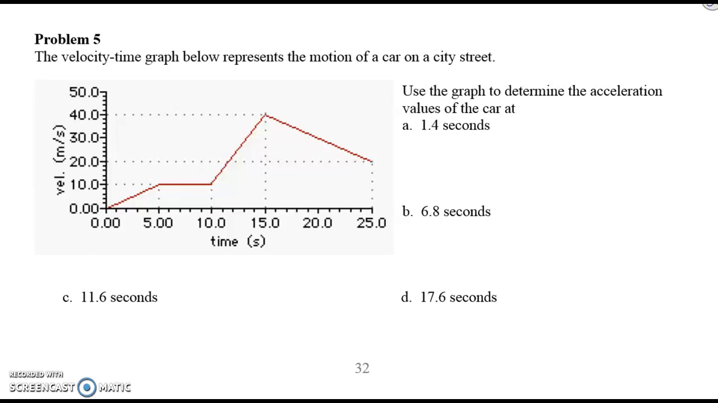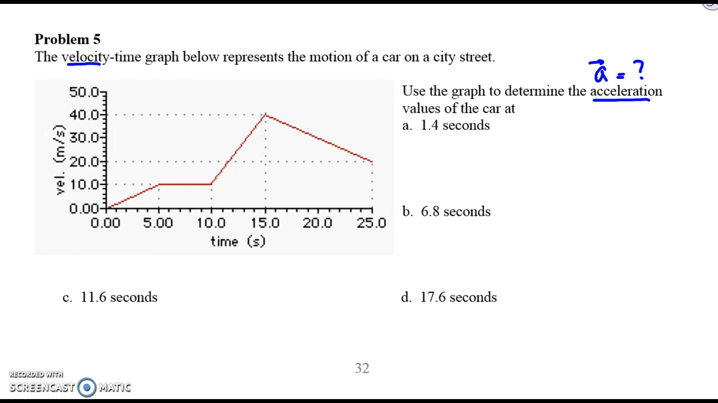Welcome to this video. We're going to solve problem 5 from our notes. The velocity time graph below represents the motion of a car on a city street. Use the graph to determine the acceleration of the car at this particular time, this moment, and this moment in time.